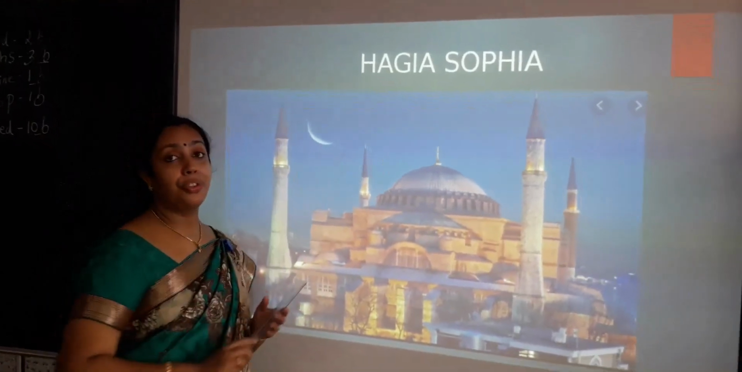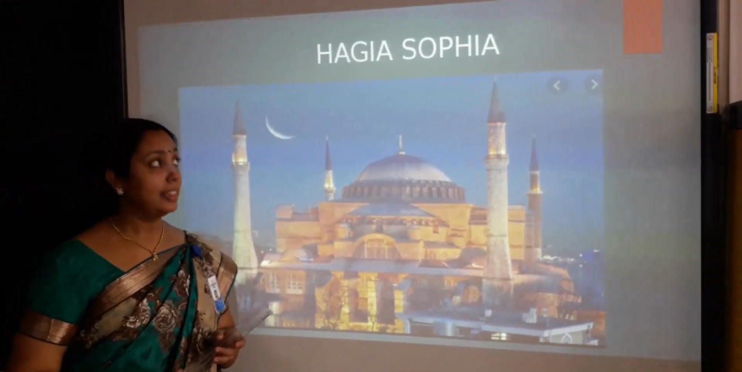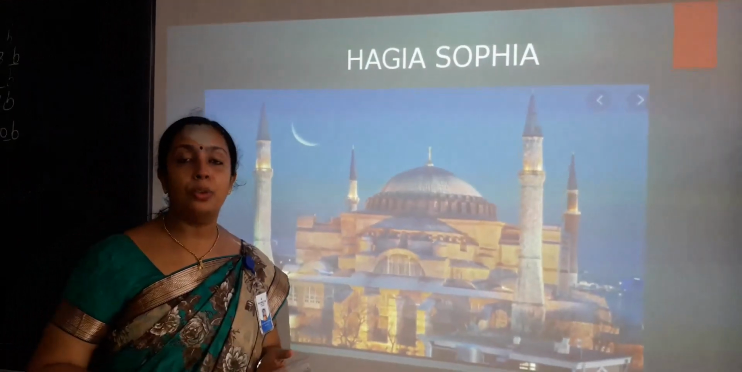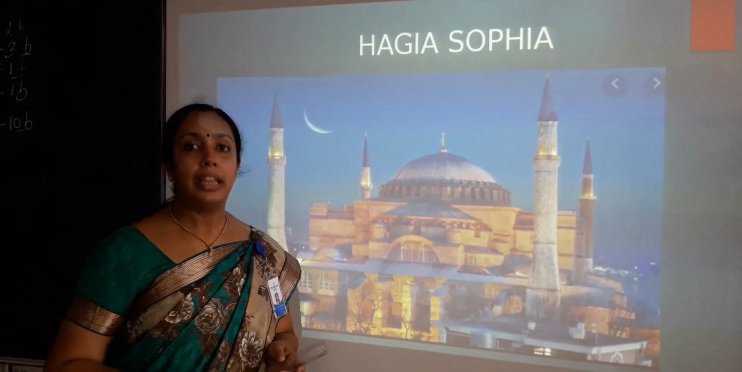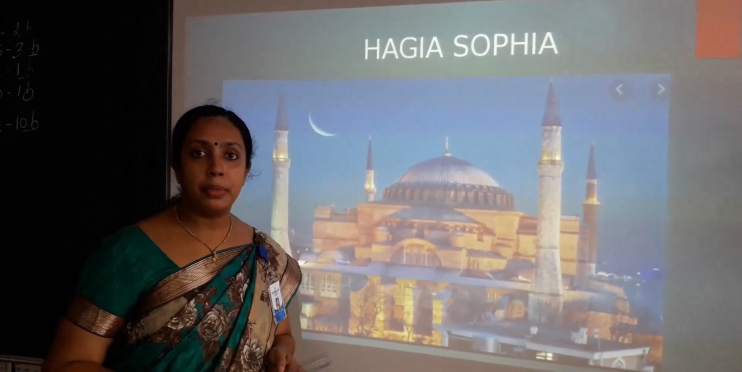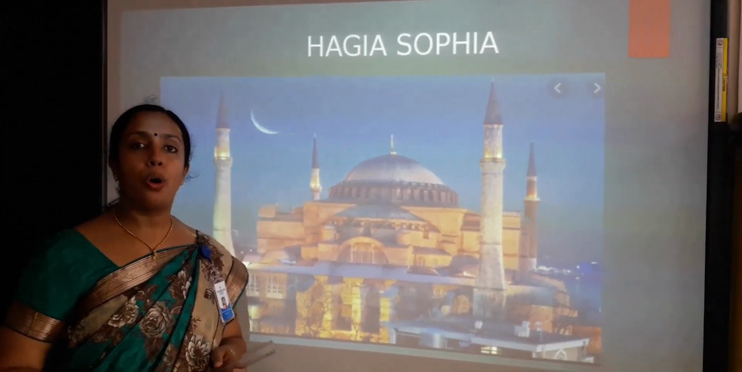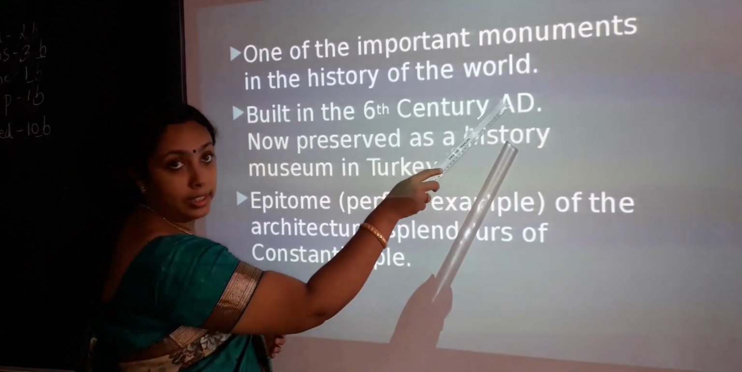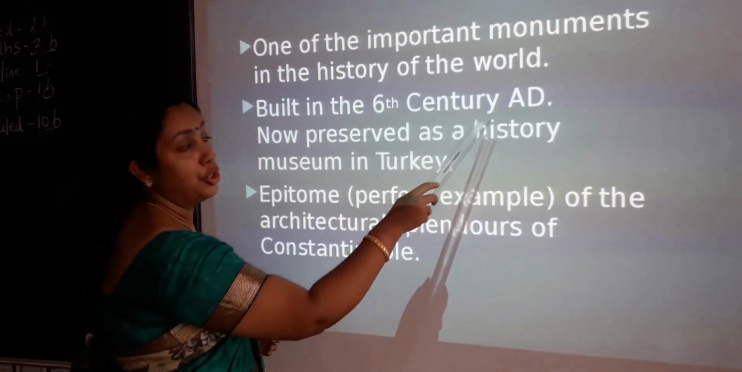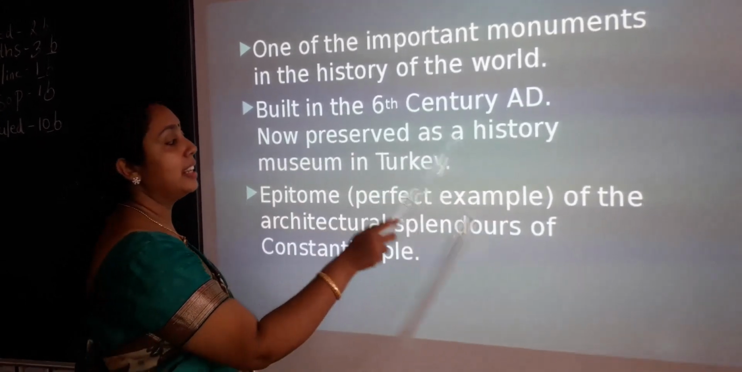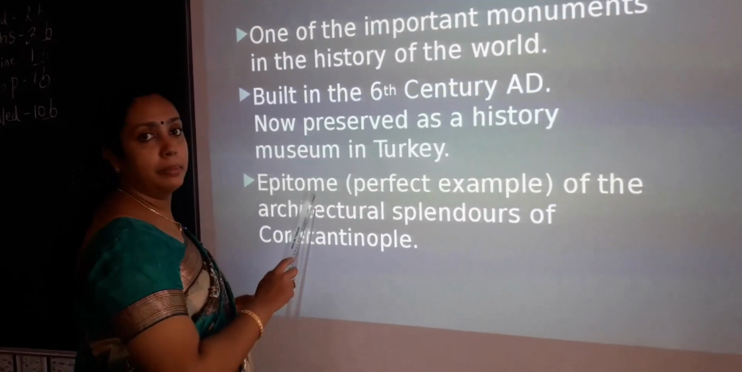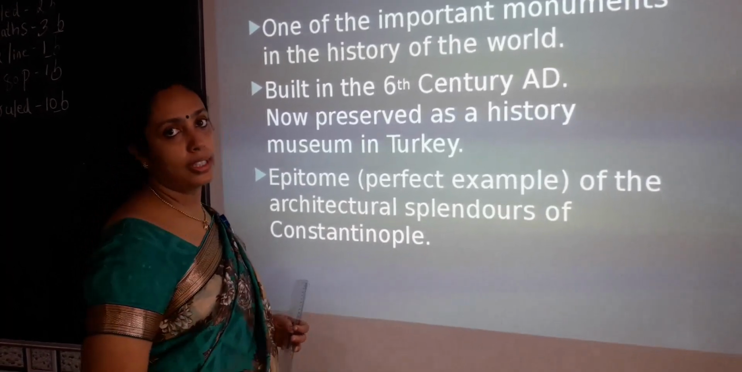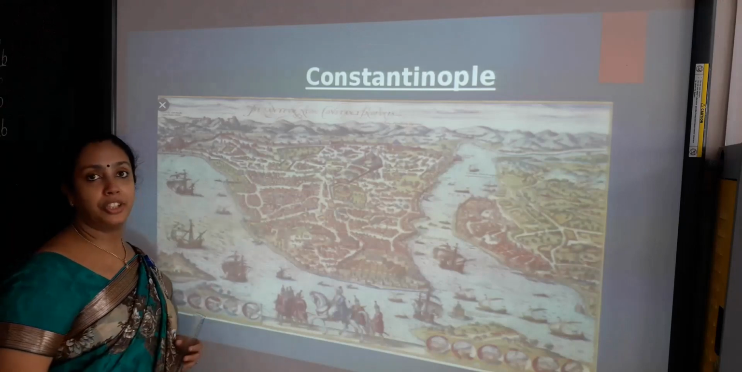So children, Hagia Sophia is one of the important monuments in the history of the world. It was built in the 6th century AD. It is now preserved as a history museum in Turkey. It is an epitome of the architectural splendors of Constantinople. Epitome, that is, it's a perfect example of the architectural splendors of Constantinople. Students, look at the picture.